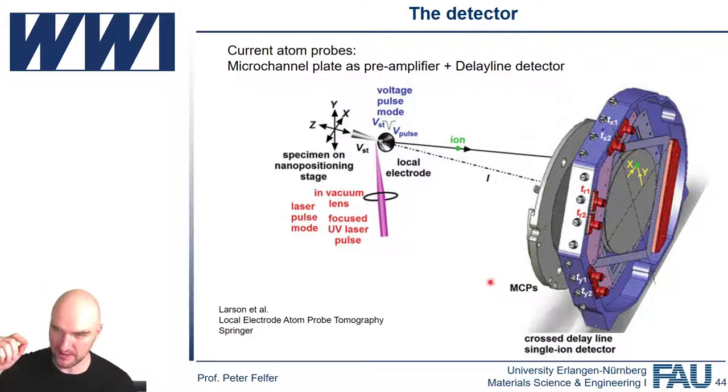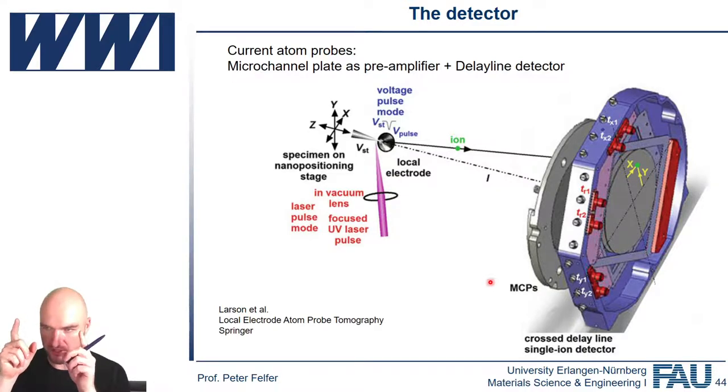What happens is the electron cloud hits that wire meander and then propagates in the wire meander. And what we do is actually measure when the pulse that is created hits the end of the line. It's obviously two ends.